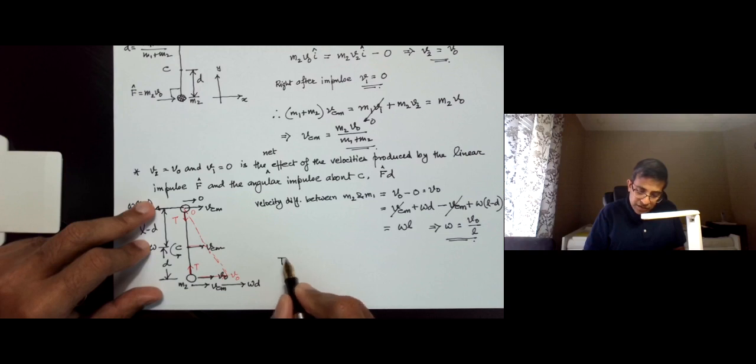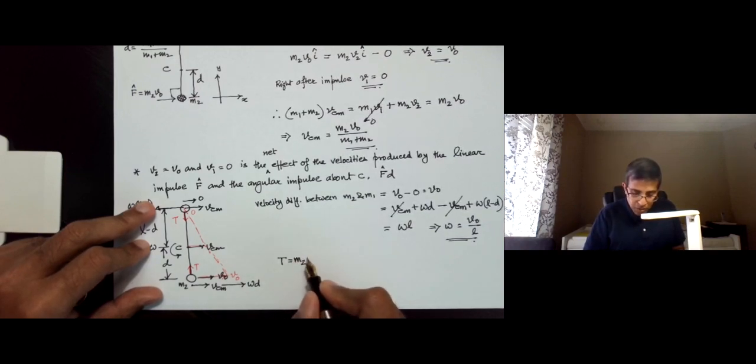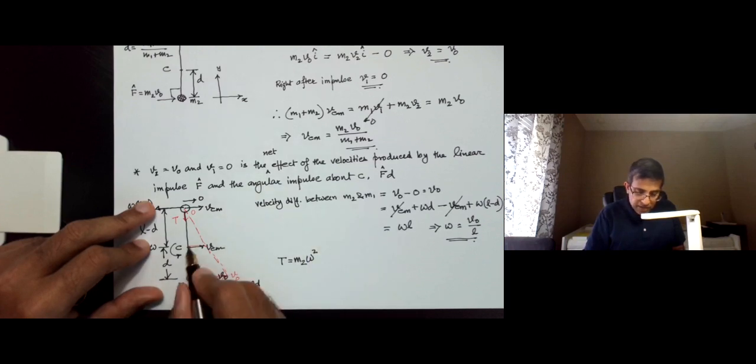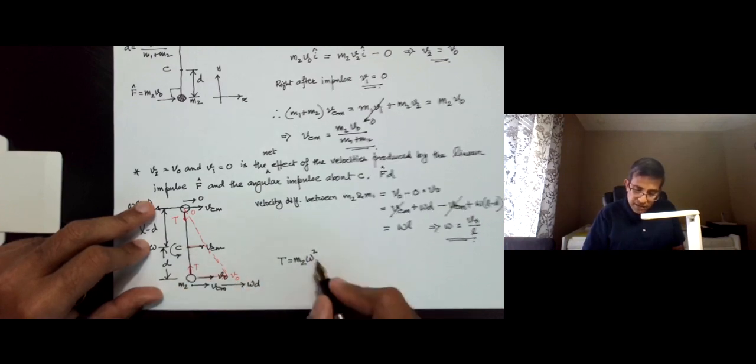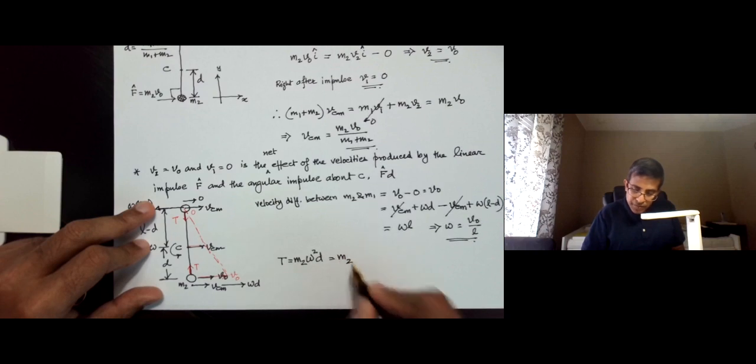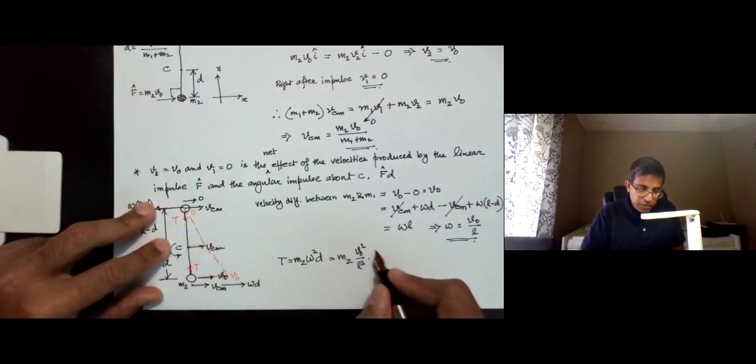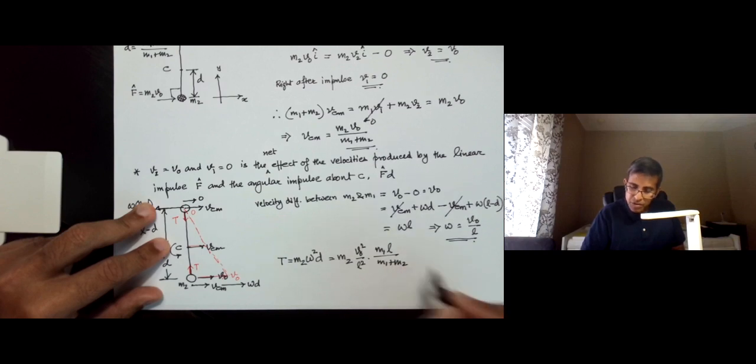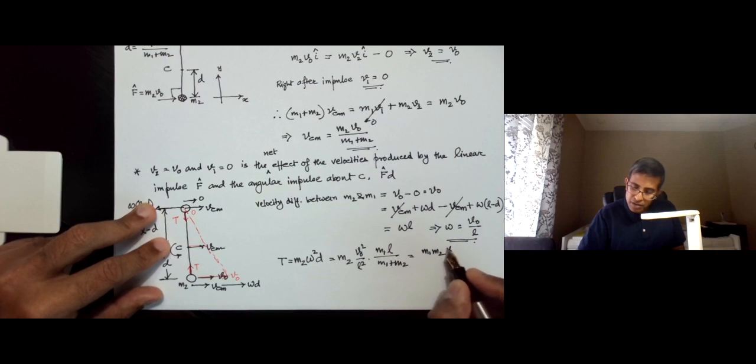Then the tension force is equal to m2 omega squared d, where the distance of m2 from the center is d. Omega squared is V naught squared over L squared, and d was found to be m1 L divided by m1 plus m2. So this gives us m1 m2 V naught squared divided by L times m1 plus m2.